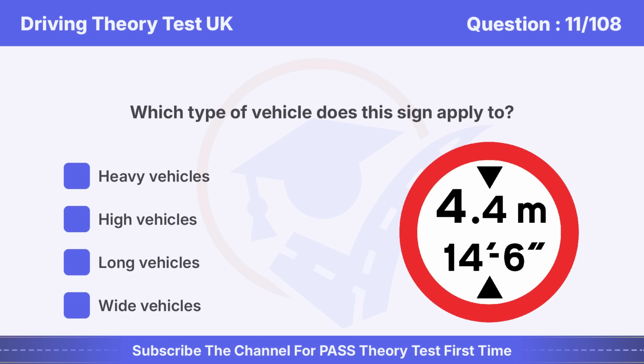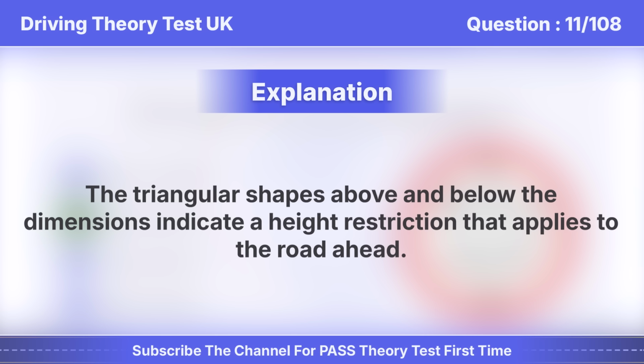Question 11. Which type of vehicle does this sign apply to? Answer is B. High vehicles. The triangular shapes above and below the dimensions indicate a height restriction that applies to the road ahead.